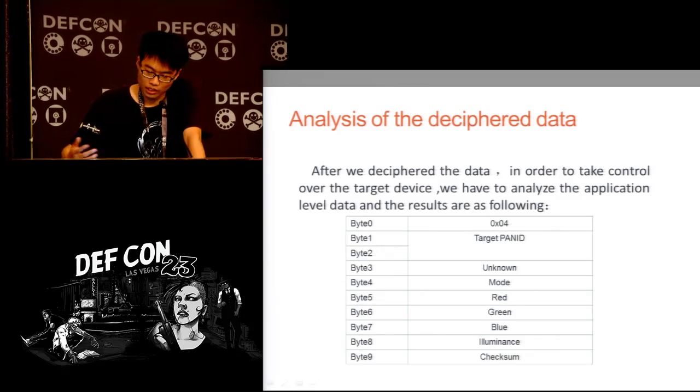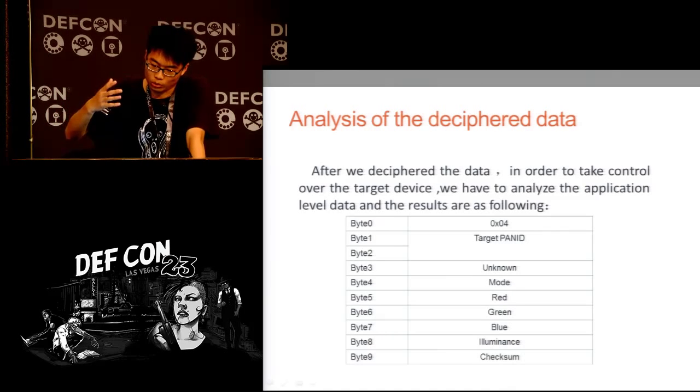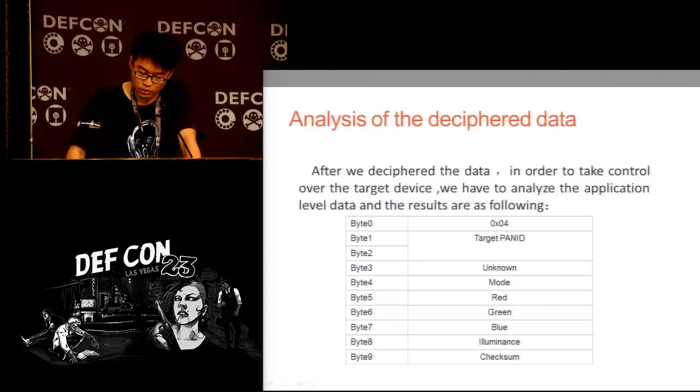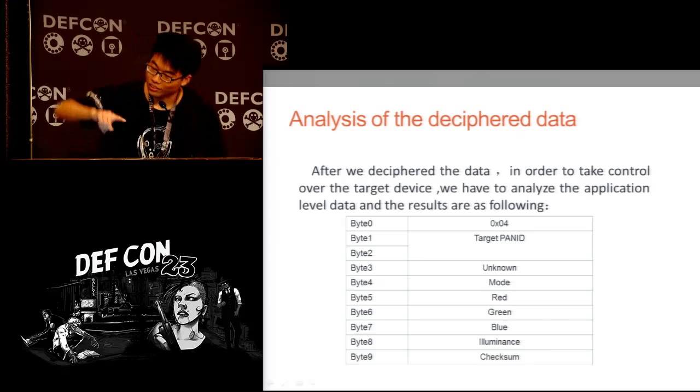So when we analyze the deciphered data, after we decipher the data, in order to take control over the target device, we have to analyze the application level data, and the result is as follows. So you can see, if you want to control this, you can know how to turn the light to a different color. Here are the things that tell you how to control it.